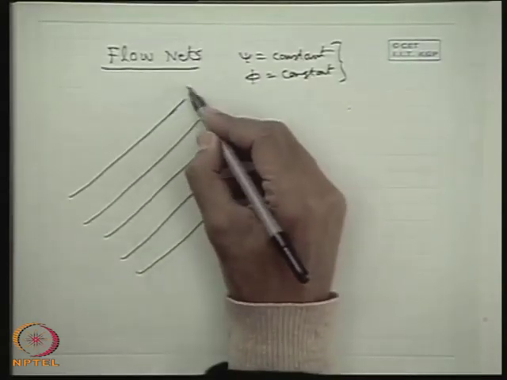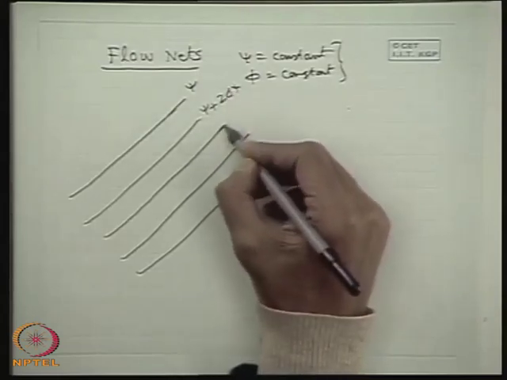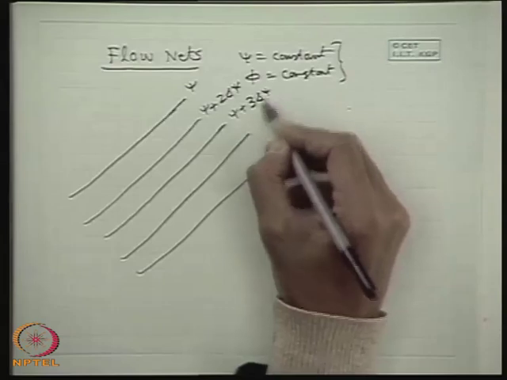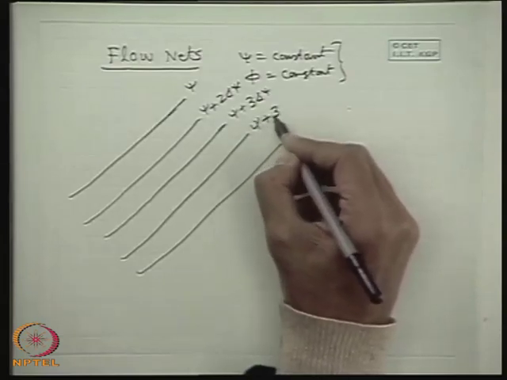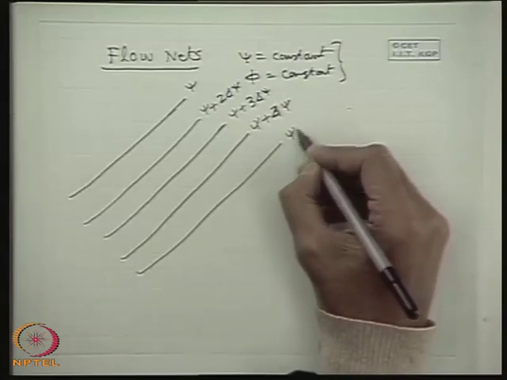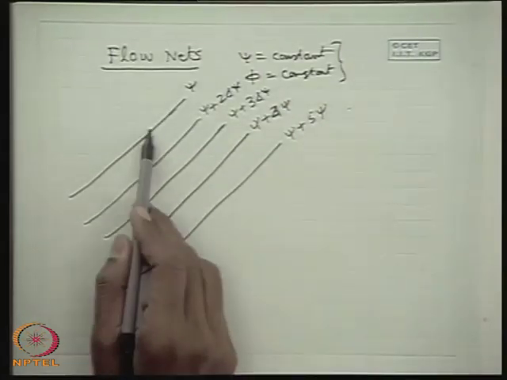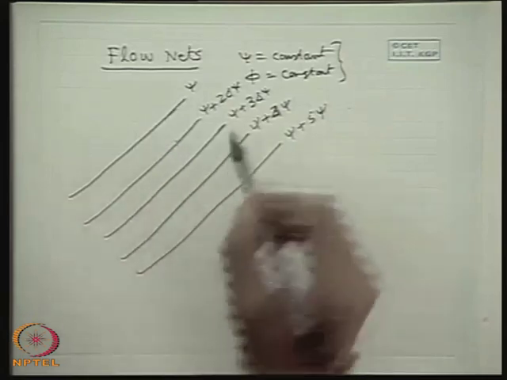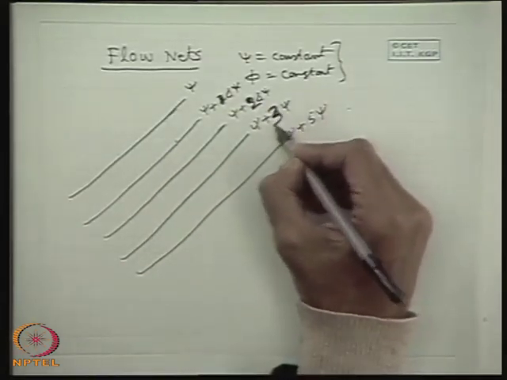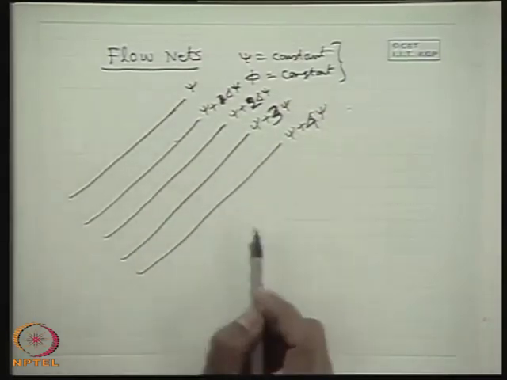That means let this be psi plus 2 del psi, with an interval of delta psi. If I draw the streamlines, the constant psi lines, say 4 lines: psi plus delta psi, then 2 delta psi, then 3 delta psi, then 4 delta psi. So with an interval of delta psi I draw it.